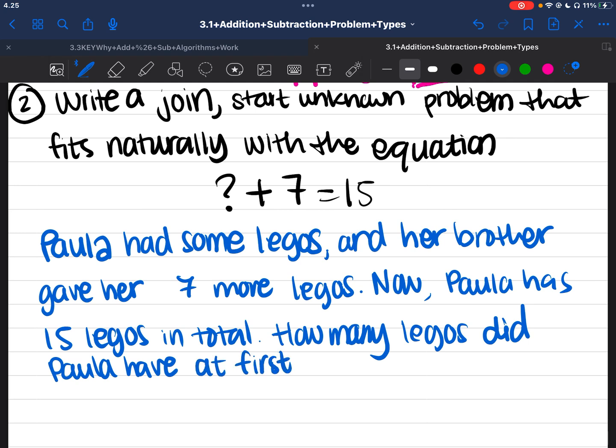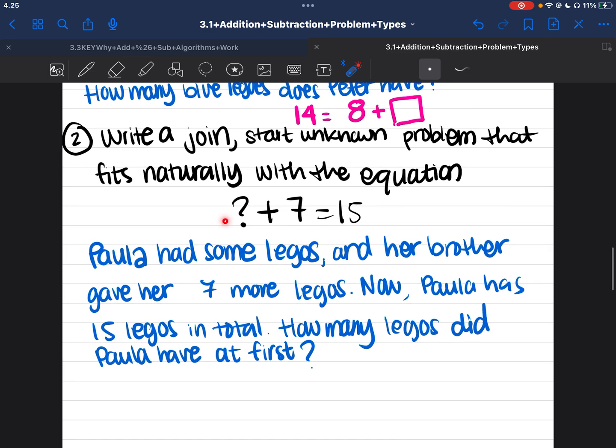So when you're teaching this, you might have to clarify what you mean by at first. You could say, well, how many Legos did Paula have before her brother gave her some Legos, right? You could even add some more context, like for her birthday, her brother gave her 7 more Legos. So how many did she have before her birthday? Something like that. It's up to you.